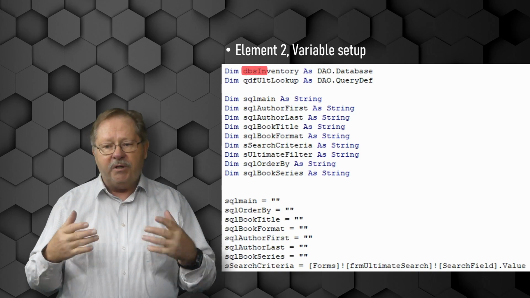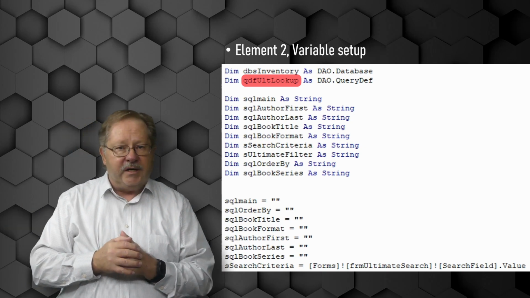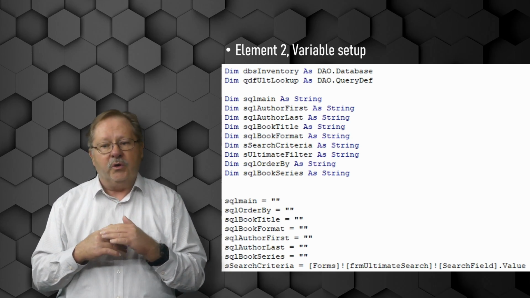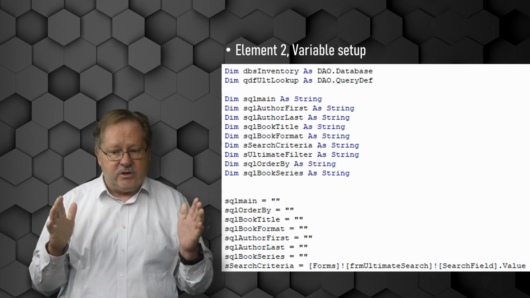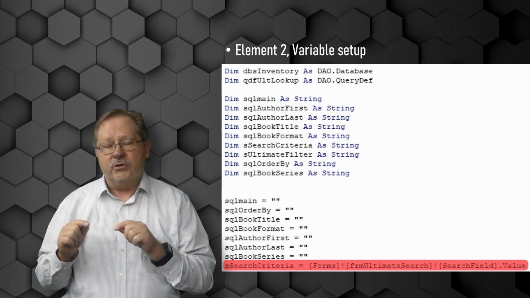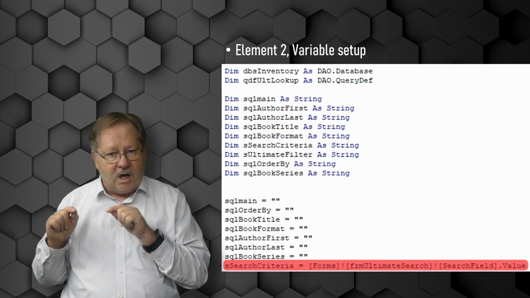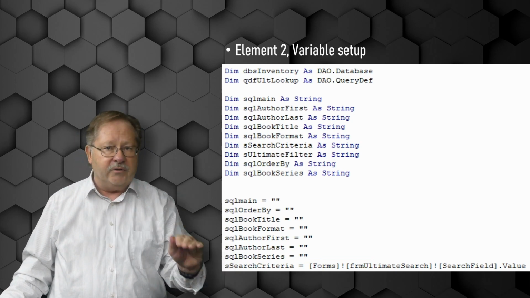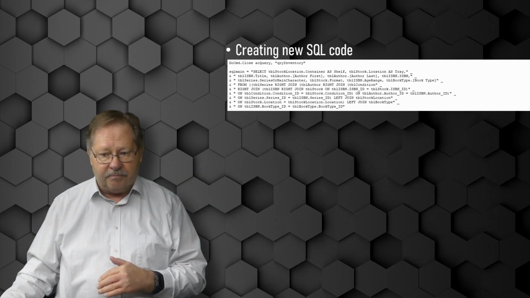Okay, so the next thing, after we dimension DBS inventory as a database, QDF ULT lookup as a query definition, I dimension all the variables that I need for the strings in the criteria that I'm going to use to assemble the SQL. And then I set all of those to zero or to null value with the two quotation marks right next to each other. And then I look at that search criteria and assign the value in the combo box to S search criteria. So that gets me started with a baseline with all the others set to zero, and then I've already captured the search criteria from the form.